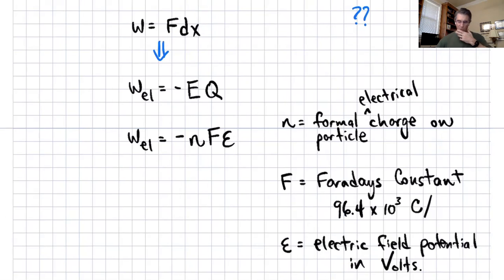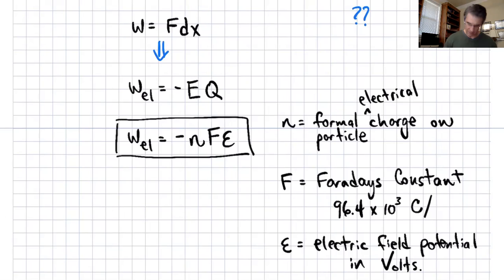Okay, so that combination of Faraday's constant, the formal charge, and the electric field potential gets you essentially the same thing as the electric field measured more abstractly, times however charged the particle is, in a more strictly quantitative way. That is the simple definition of electrical work.